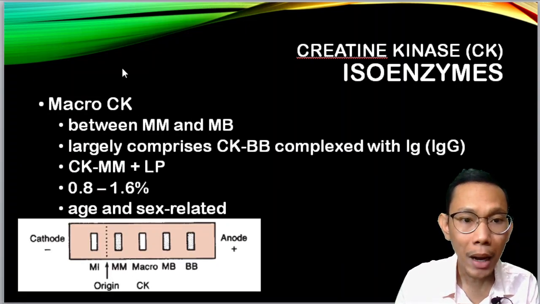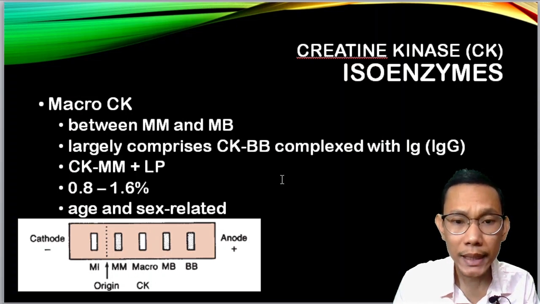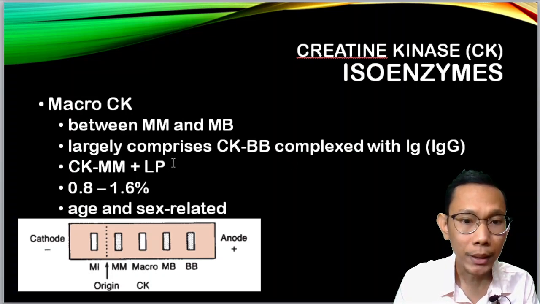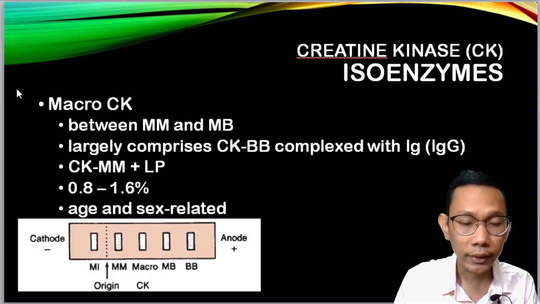So let's talk about your macro CK. As I said, your macro CK is located between the MM and your MB. It is largely comprised of CKBB complex with your immunoglobulins, CKMM plus your LP. So it's around 0.8 to 1.6%. It is actually age and sex related in terms of detection. Some age or gender biases will affect the level of your macro CK.